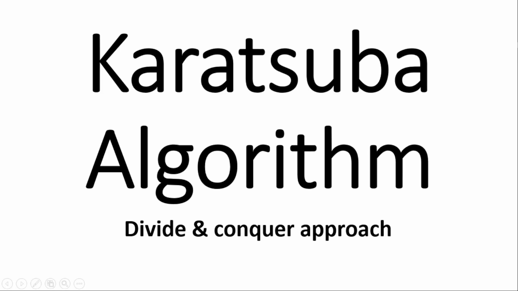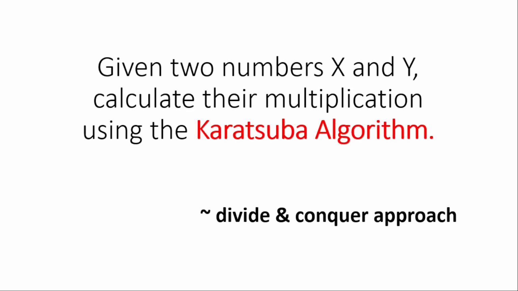Karatsuba algorithm, which follows divide and conquer strategy. This algorithm is basically meant for multiplying two numbers. Given two numbers x and y, calculate their multiplication using the Karatsuba algorithm. This algorithm totally follows divide and conquer strategy. We have seen earlier a divide and conquer strategy for matrix multiplication, but that was matrix multiplication. This is multiplying two numbers.